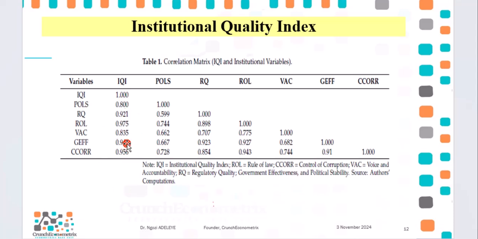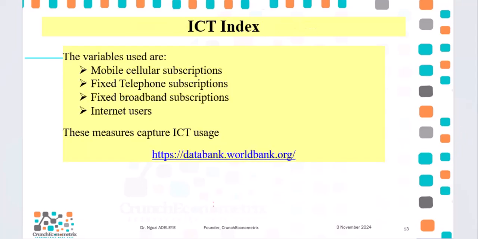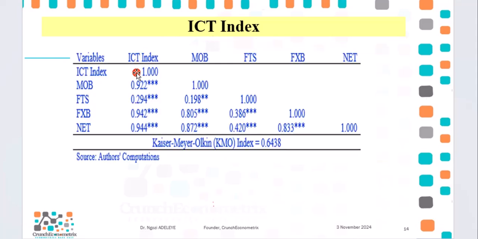Lastly, the ICT index. I have several papers where I generated an ICT index. The variables I used: mobile cellular subscriptions, fixed telephone subscriptions, fixed broadband subscriptions, and internet users. All these variables capture ICT usage. You can also get this data from the World Bank, okay? Looking at the correlation among these variables, you can clearly see they indicate strong correlations among themselves. Vis-a-vis the ICT index, you can see the correlation ranging from 0.294 to as high as 0.944.